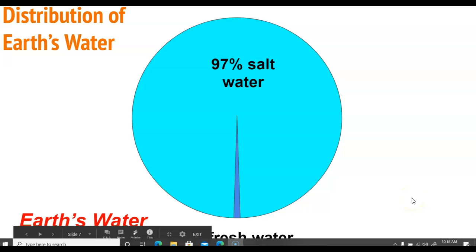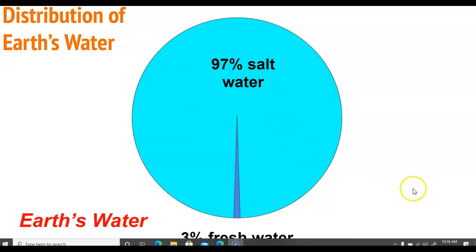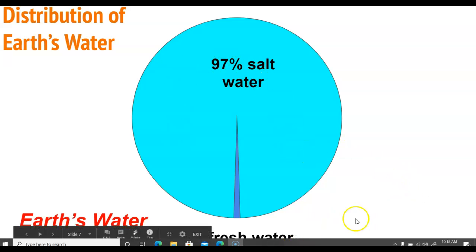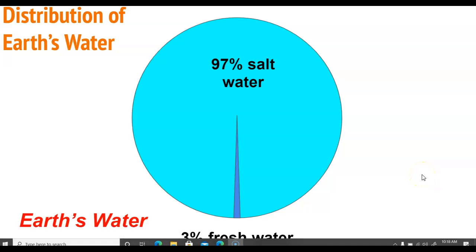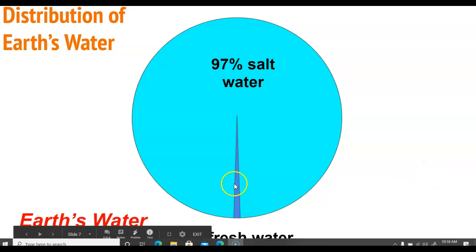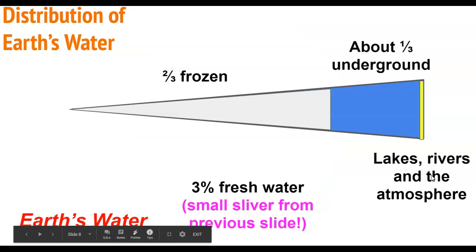Okay, so distribution of Earth's water. So as you can see, of the Earth's water in its entirety, 97% of it is salt water, 3% is fresh water. Now we're going to take this little sliver here, okay? We're going to take this little sliver here, and we're going to talk about it on the next slide.